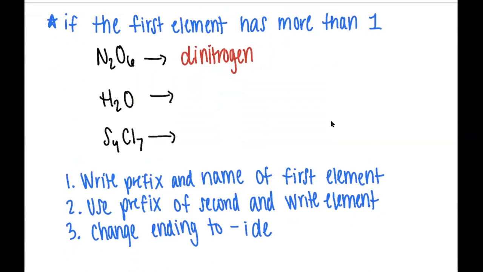Step two says, use the prefix of the second and write the element. So six is hexa. So I'm going to say hexa oxygen. I was trying to cheat already. O-X-Y-G-E-N, oxygen. And then I'm going to change the ending to IDE. So this now becomes hexoxide or hexaoxide. Either or, but for easy sake, write hexa, then write oxide. Okay?